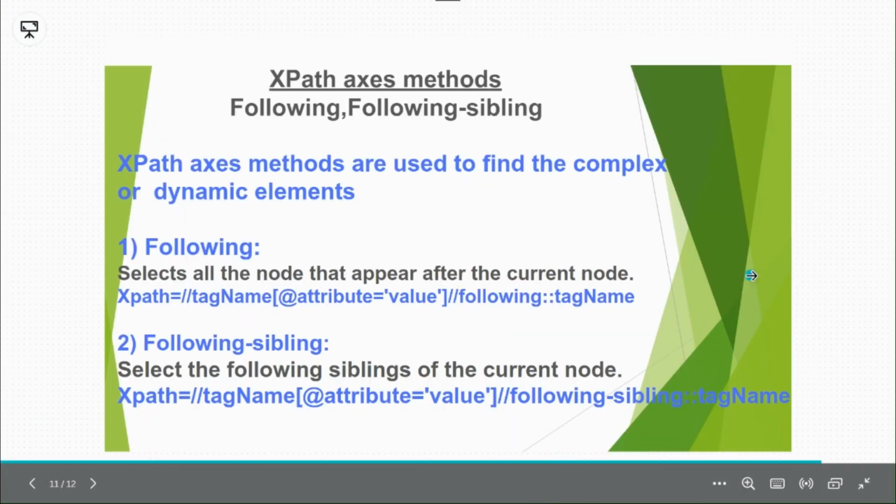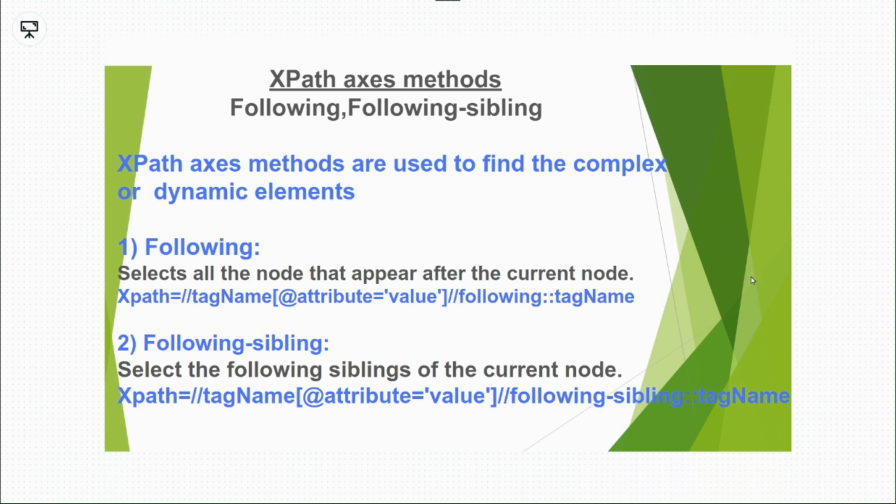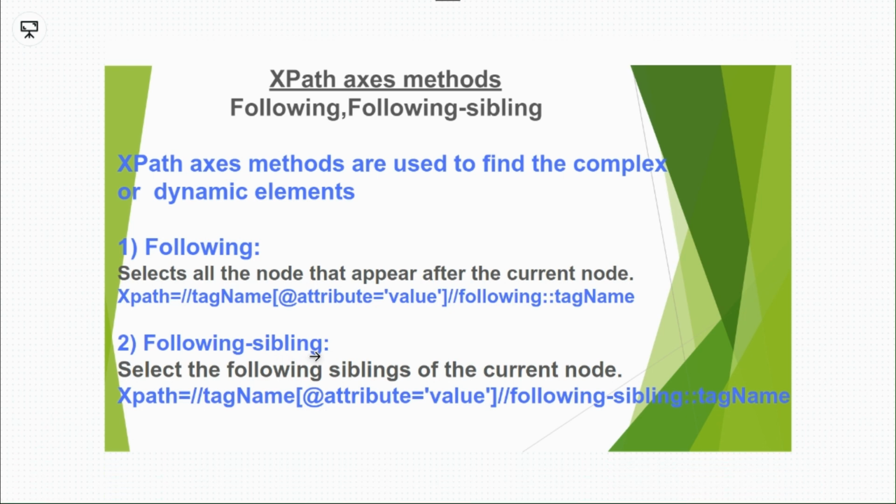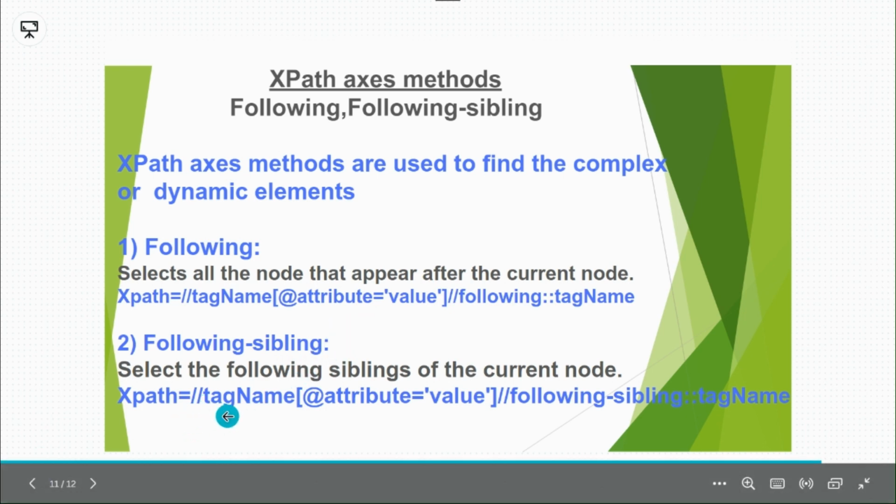So let's discuss what is following sibling. Following sibling selects the sibling of a current node. So we understand what is the sibling. The nodes which are sharing the same parent, those are called siblings. So if we use following sibling, it means it will locate the sibling of the current node. So this is the syntax.